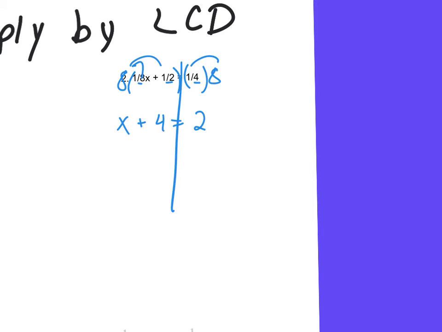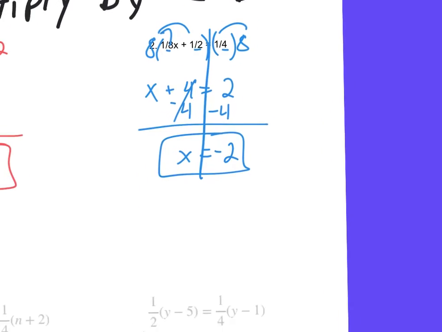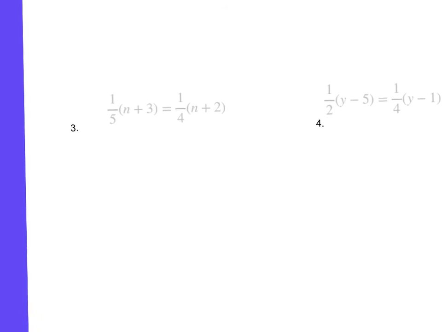Down to one variable. So next thing is to add or subtract. So we can just subtract the 4. We end up with x equals -2. And that's my final answer. Okay, so that's how we kill the fraction. Then we get down to problems that look like this.